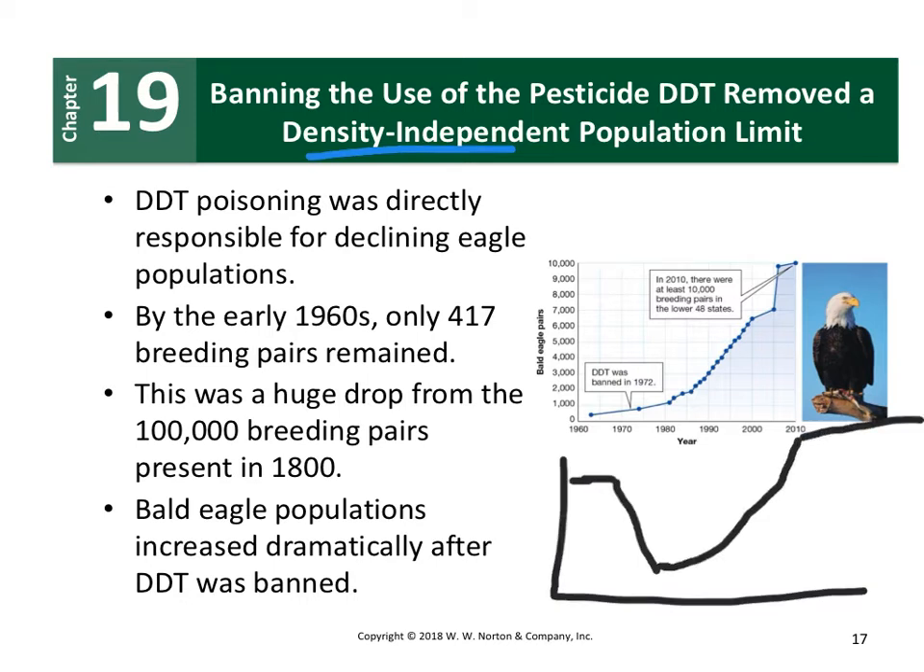Okay. So, DDT poisoning directly responsible for the eagle decline. It causes eggshell thinning, and the eggshells break easily, and then there's no babies. In the early 60s, only 417 breeding pairs remained. This was a huge drop from 100,000 breeding pairs present in 1800. That's estimated, and populations increased dramatically after DDT was banned. And that had far-reaching effects in the population.